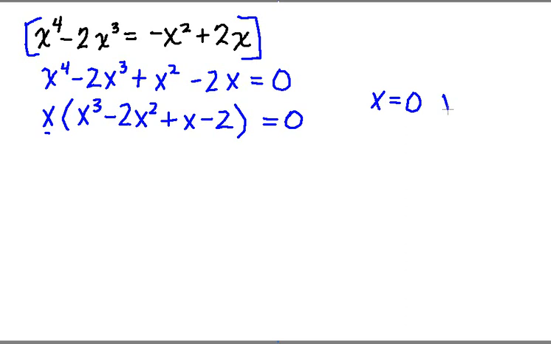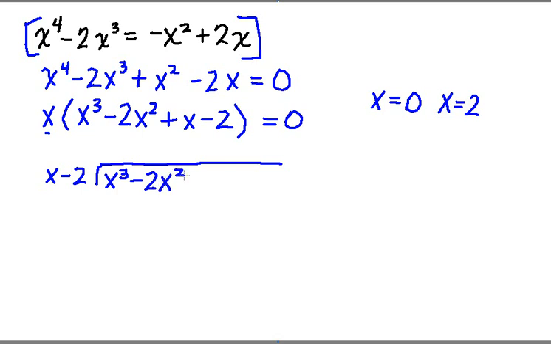So what I want to do is actually divide this polynomial by x minus 2 in order to get it in terms of a quadratic. Okay, so I'm going to divide this polynomial by x minus 2. And now you can use synthetic division as well. That's easier, but we'll do it the hard way.